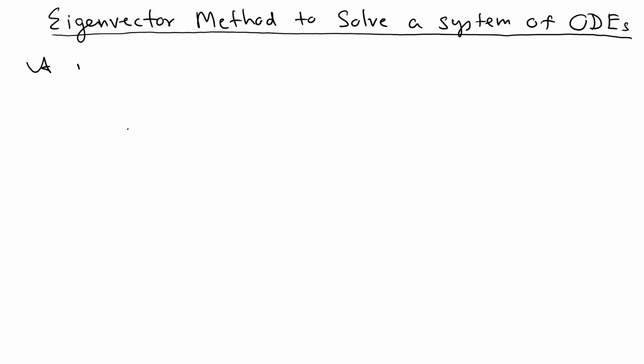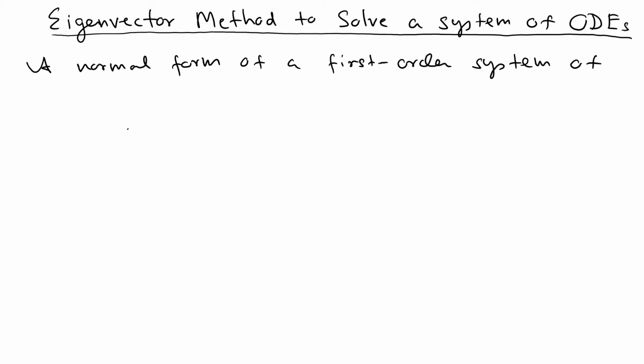The normal form of a first order system of linear equations. A first order system of linear equations, you can write in this form.